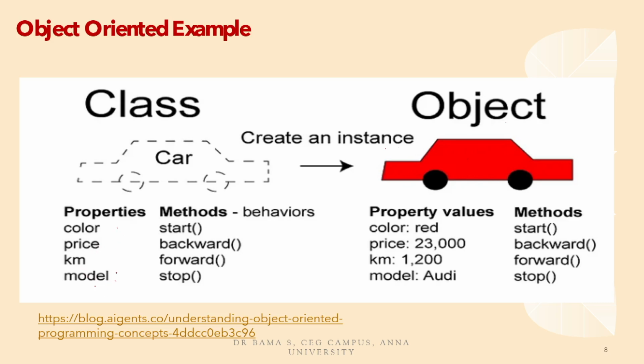These are the properties, and attached to them are the property values. Color is red, and the price, kilometers and model are given, and I can have any number of other properties. The advantage is that for this object I can have any number of values, and these can be grouped together. The methods are mostly the verbs, the actions or behaviors. Here we have four examples of methods: start, backward, forward, and stop.